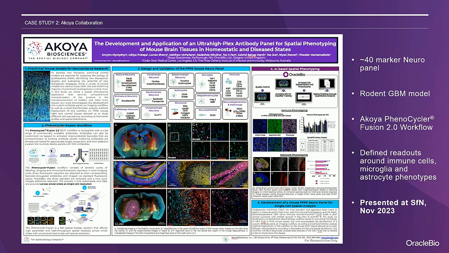Akoya offer these ready-to-use panels covering the major hallmarks such as immune profiling, tissue architecture, and immune activation panels, which can be combined to investigate the more specific questions that you might have for your samples. For the purpose of this analysis, we focused on generating data for some of the main marker subsets, including the immune cells, microglia, and astrocyte phenotypes, which the next slides will show in more detail.